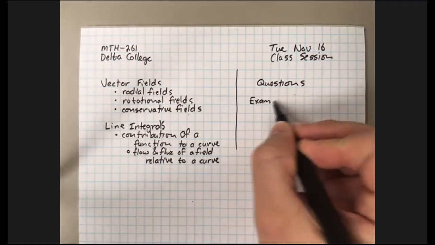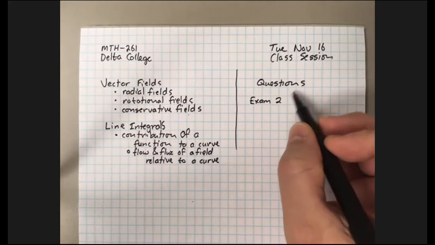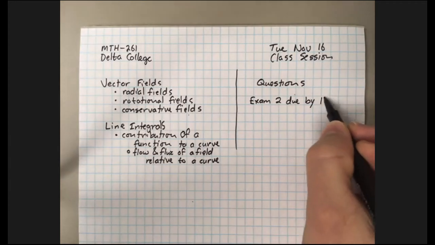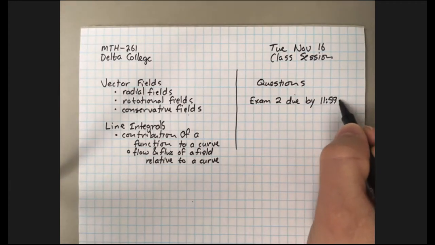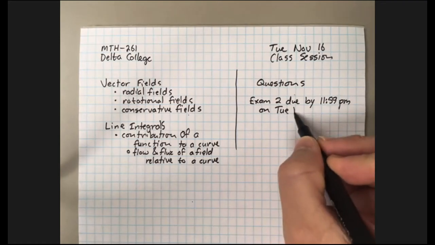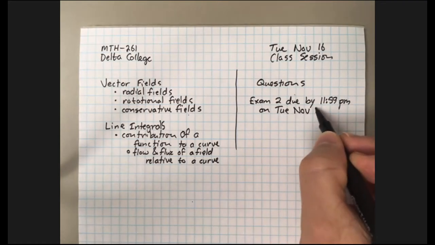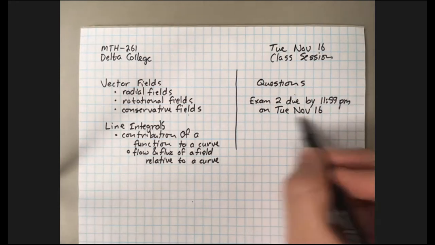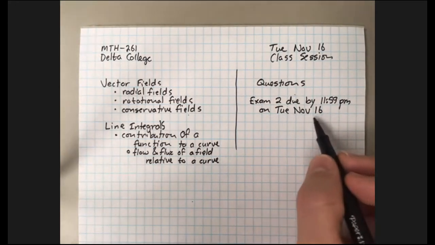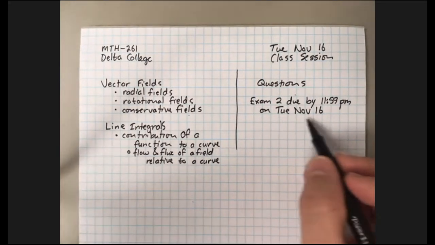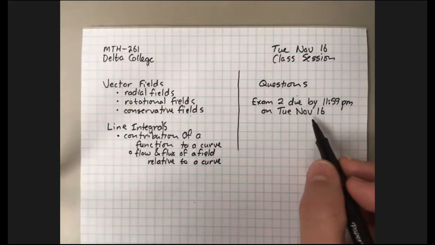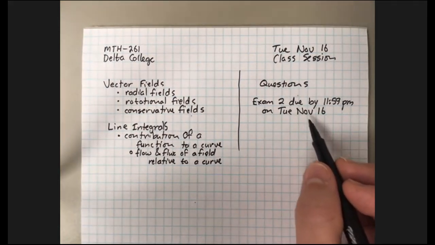Now, as you're getting ready to submit your second exam, I just want to remind you that exam two is due by 11:59 p.m. tonight. And that is Tuesday, November 16, excuse me. So make sure you're finishing that up and submitting that on time tonight. In fact, if you can manage it, submit it maybe a little bit earlier than just at the last minute, just to make sure that nothing goes wrong.